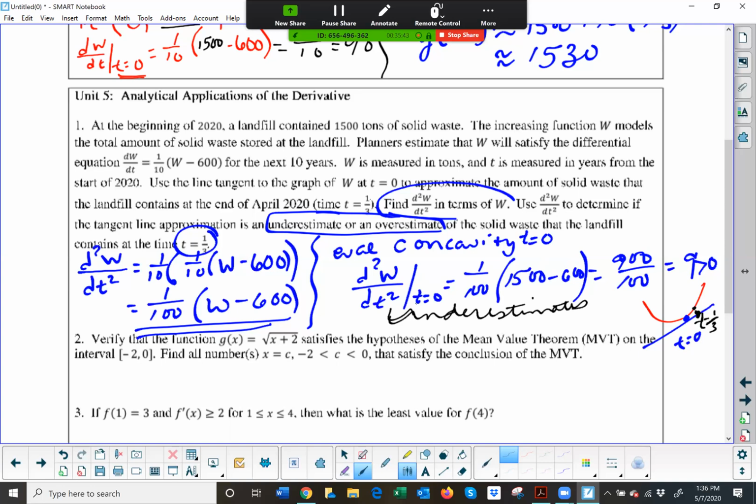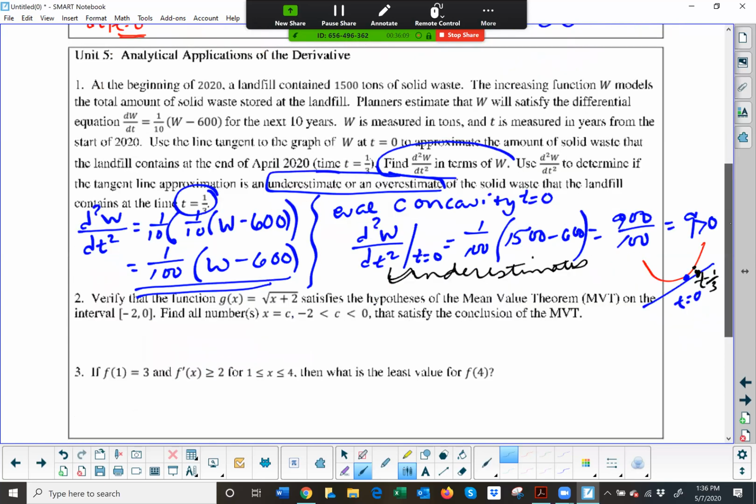Number 2, I like it. We're coming in with the MVT on this one. So good practice on one of those theorems. Verify that the function g of x satisfies the hypotheses of the mean value theorem on the interval -2 to 0. Find all the numbers x equals c in that same interval that satisfy the conclusion of the MVT. Oh, taking it an extra step even.